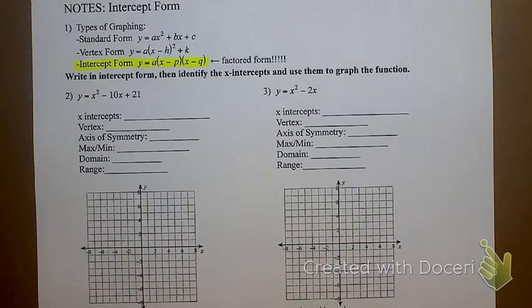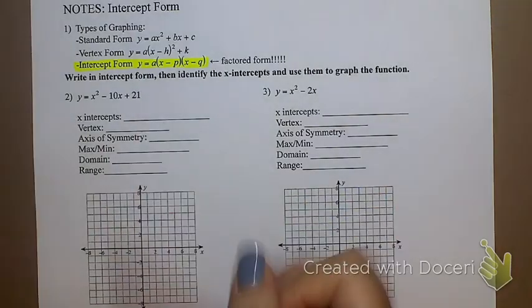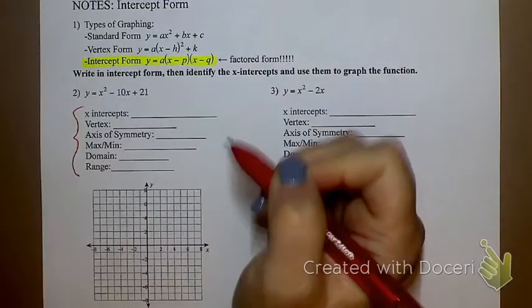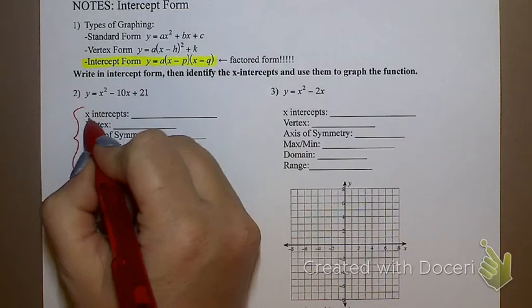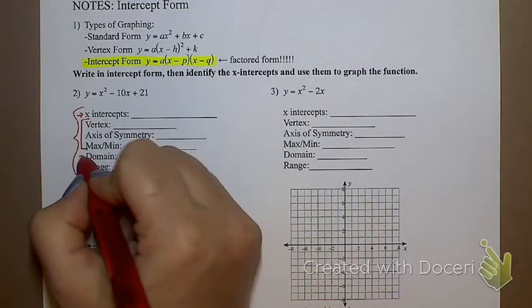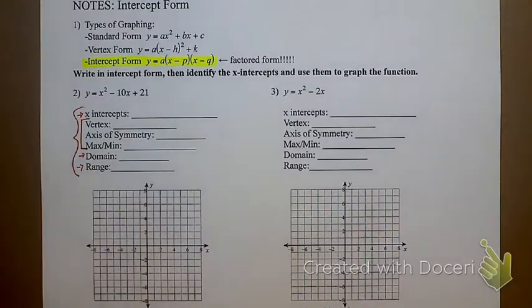Okay? Now, you'll notice with my examples here, this list right here has grown a little, hasn't it? Yeah, I guess. We did those three things. I'm adding three things to it. Nice.